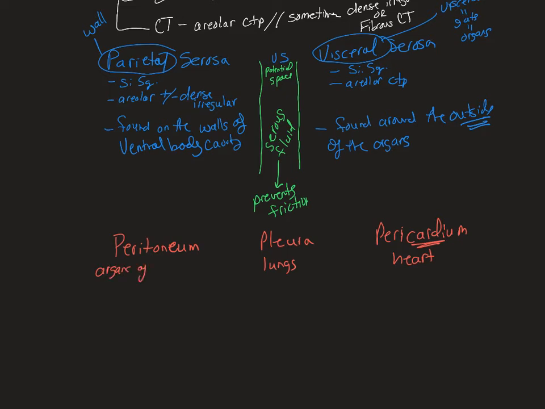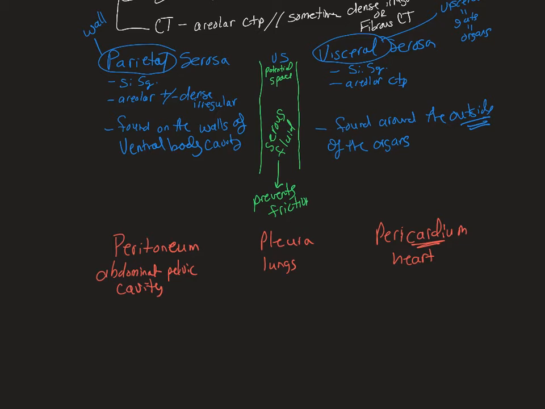Actually, let's just erase that. We'll just keep it simple. Abdominal, pelvic cavity. Okay, so peritoneum, pleura, and pericardium tells you location.